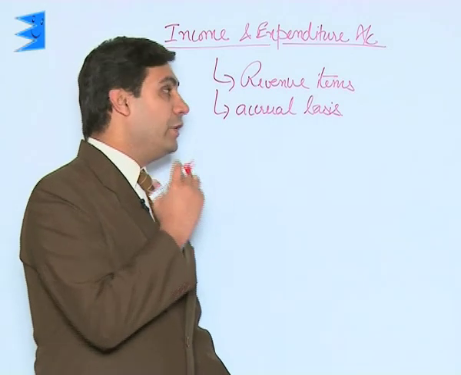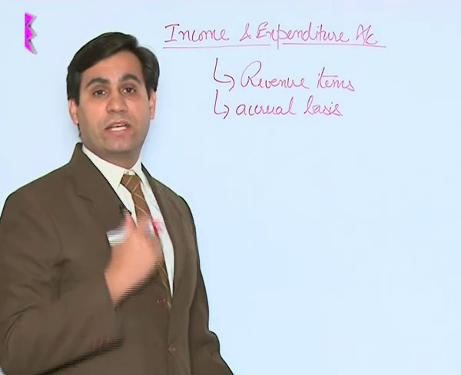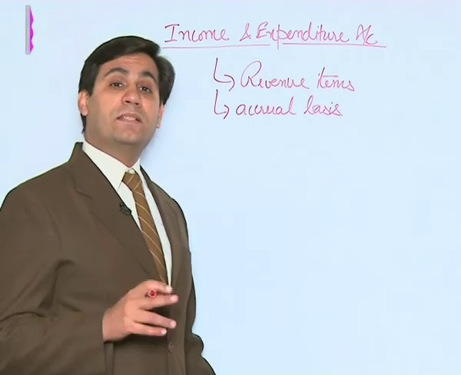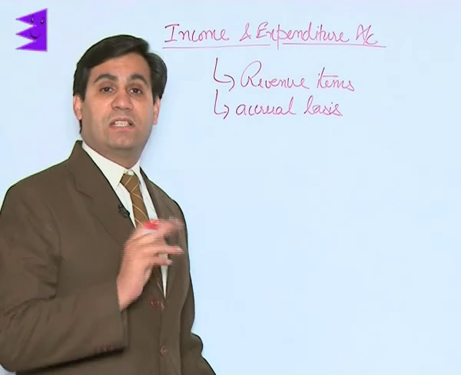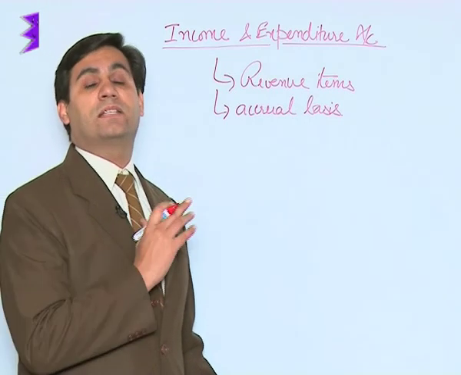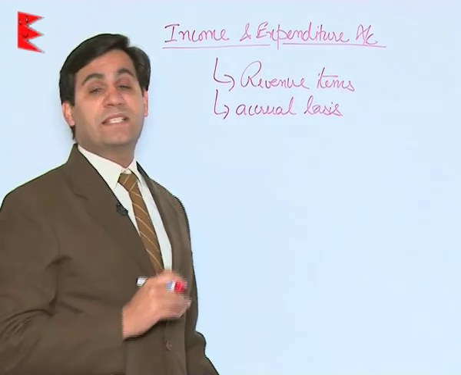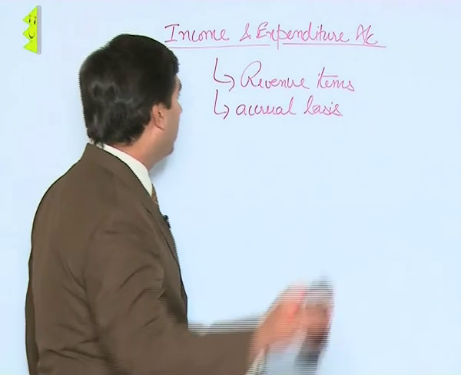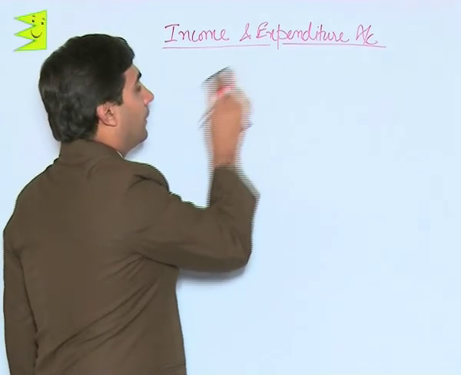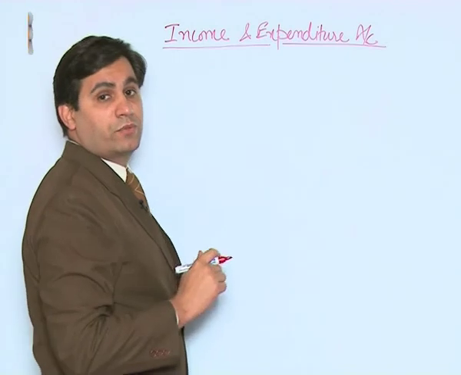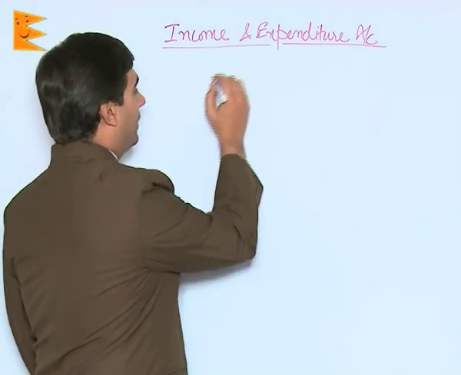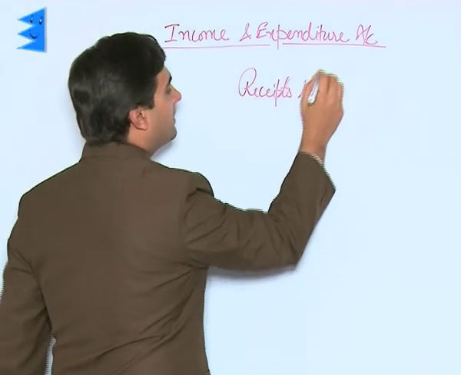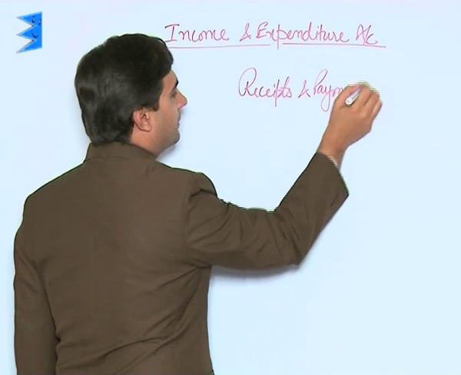So students, revenue items are shown here. That is the items of day-to-day nature, and this account is prepared on accrual basis. That is, expenses of this year only are shown, whether paid in cash or not, it is immaterial. Now, what are the basic steps that we have to follow while preparing income and expenditure account? Remember, the basic information that is given to us while preparation of income and expenditure account is receipts and payments account. We are given receipts and payments account.